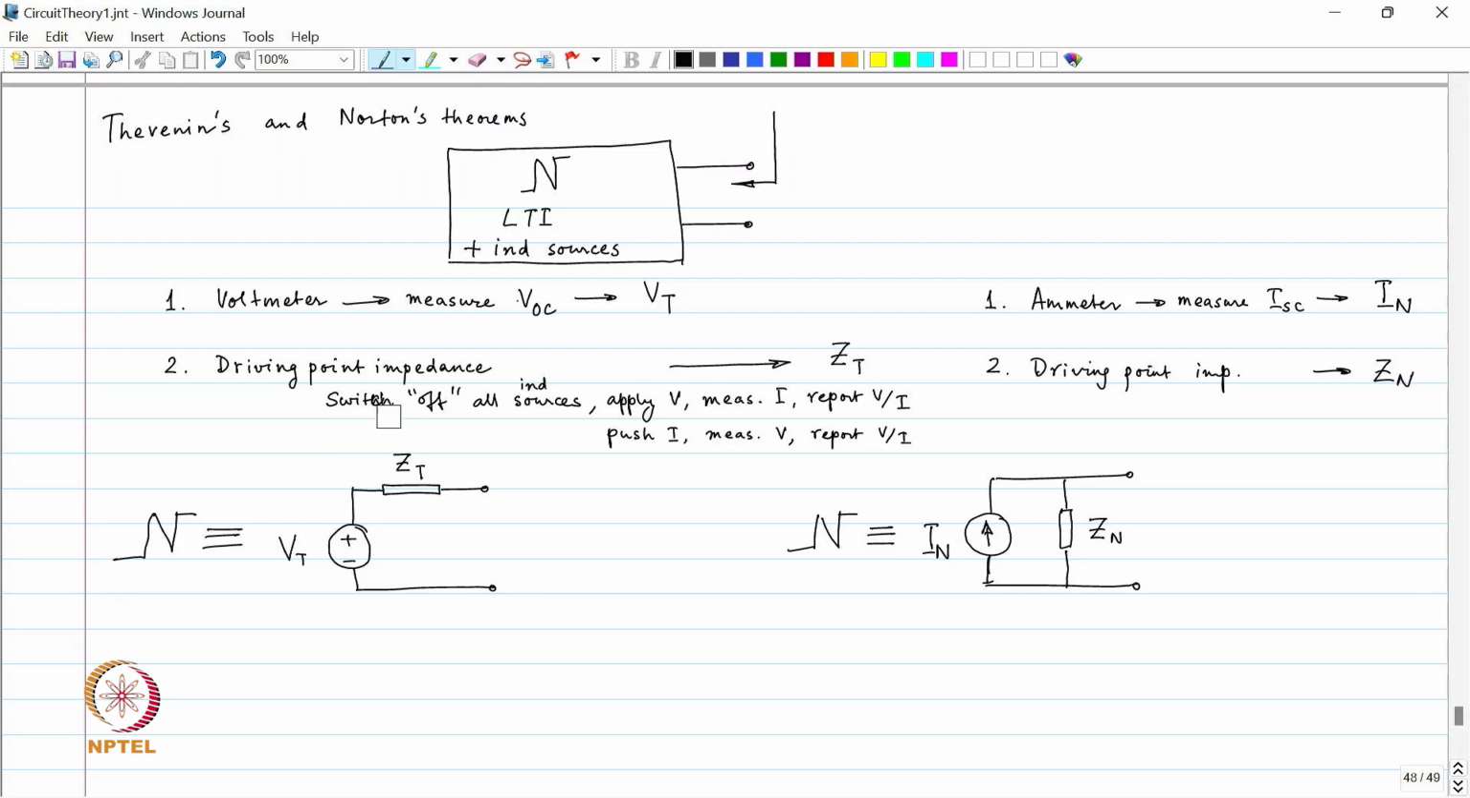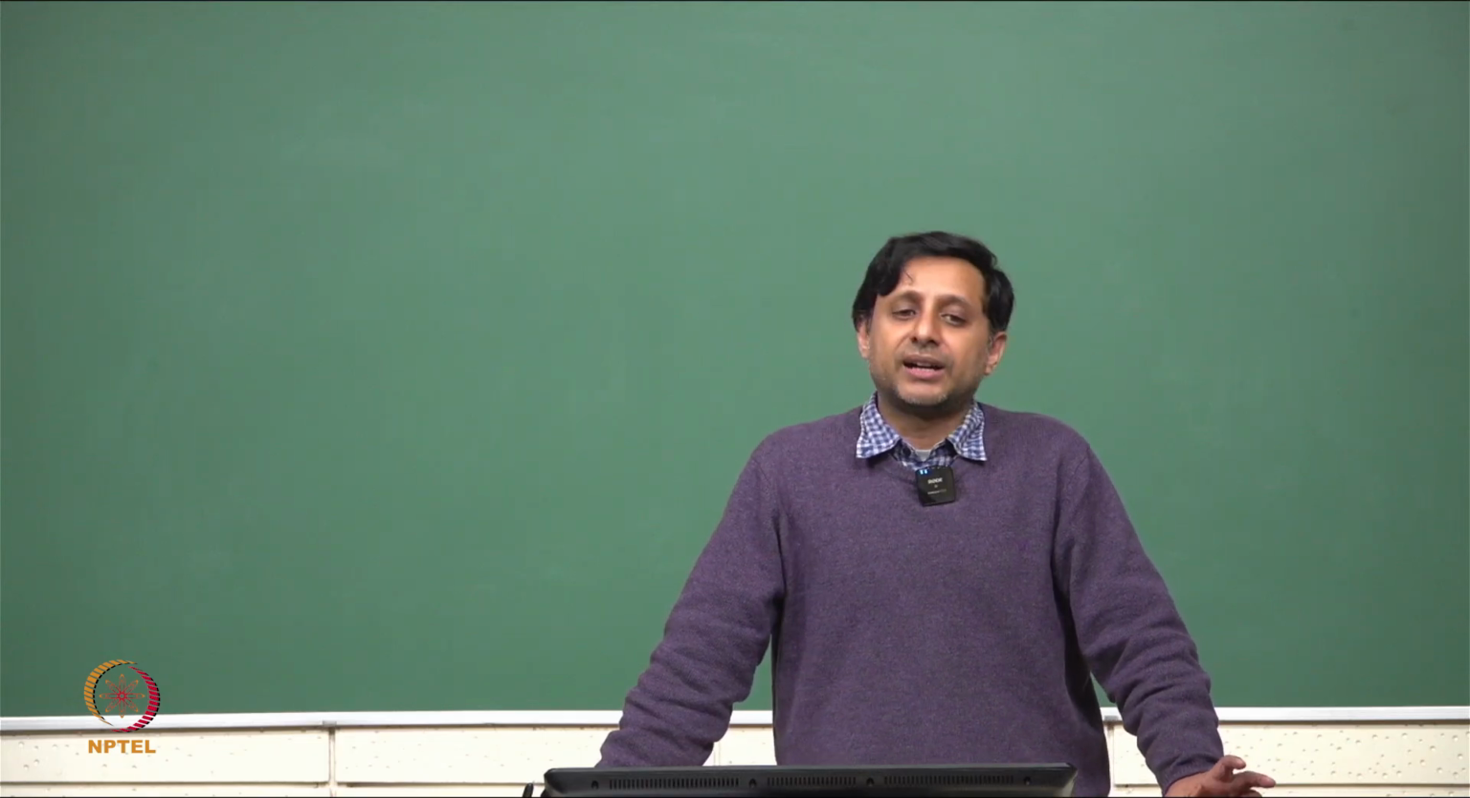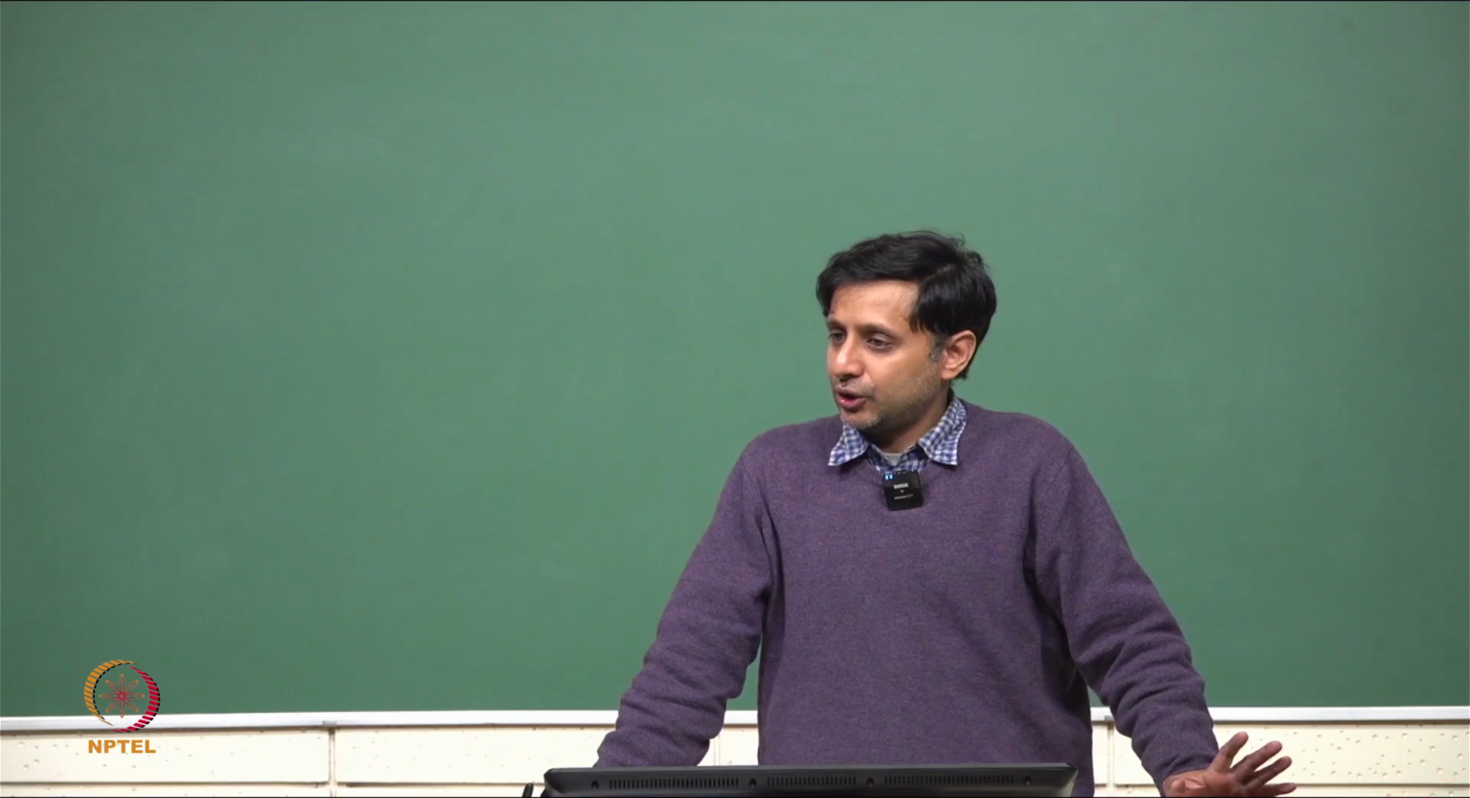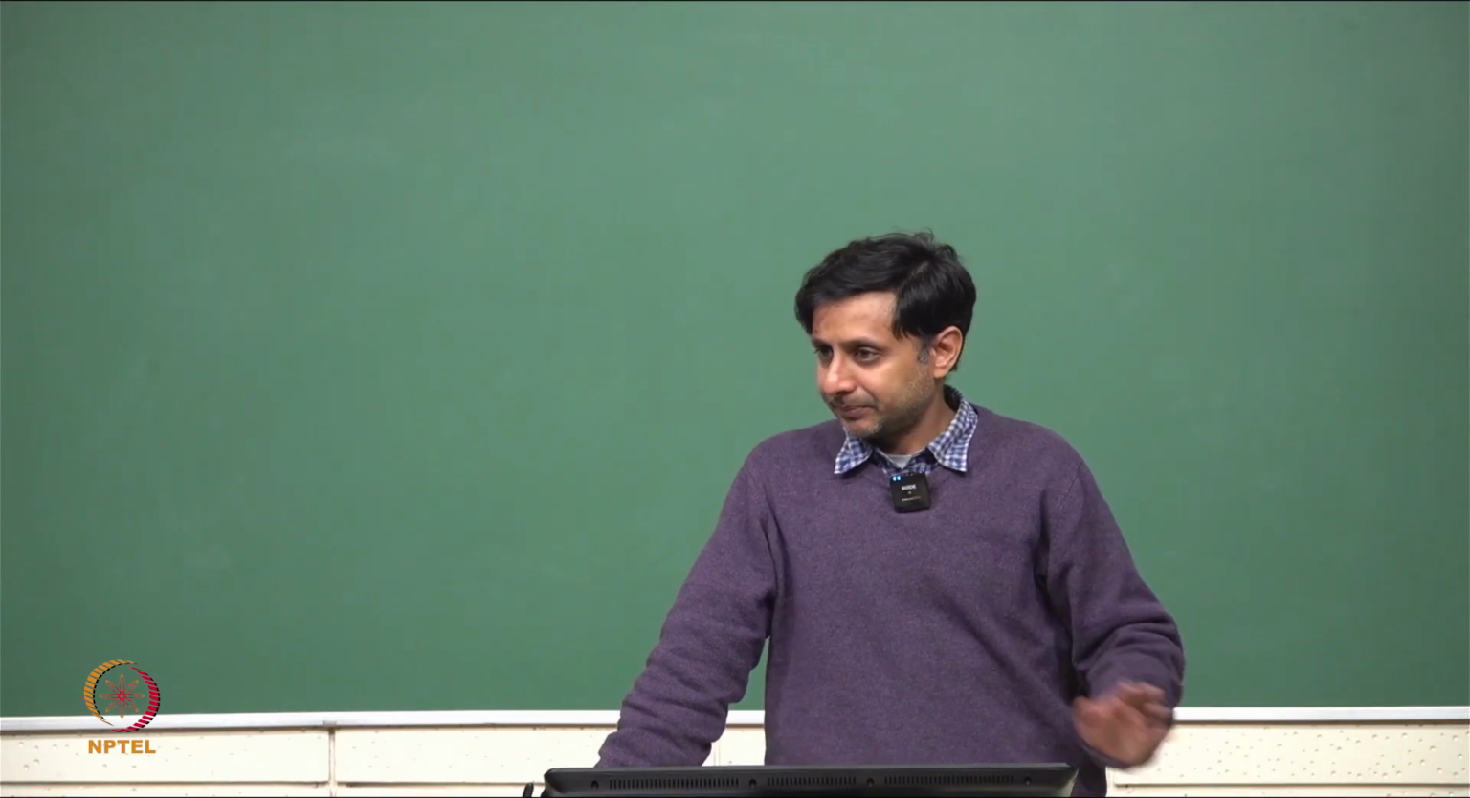Okay. Driving point impedance is a special word, new word. What does it mean? Driving point impedance means I switch off, which is also a new word, I switch off all the independent sources inside my network. I apply a voltage, measure the current from outside, or I could push a current, measure the voltage, either way.